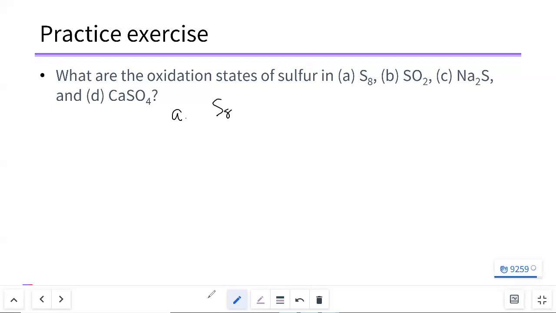Okay, this one can be a little bit tricky. A lot of our non-metallic elements form these molecular compounds in their elemental states. Doesn't matter how many atoms are there. If they're all the same and the whole thing has no charge, then the oxidation number is 0 in those cases. So it doesn't matter if we look at S8 or P4 or Cl2. All of them are going to have 0 oxidation states because they have no charges.